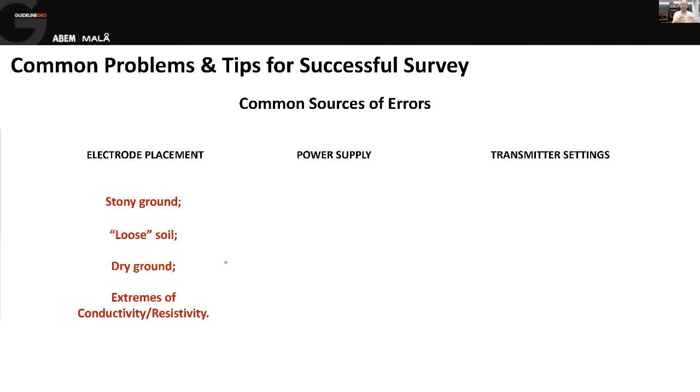So if we connect a number of electrodes together, they act as one bigger electrode. It increases the surface area and therefore allows the current to flow into the ground more easily with a lower resistance. Power supply, it's one of three things. It will be an undercharged battery, a battery that just doesn't have enough power to last for a day's survey, or it's a depleted battery.